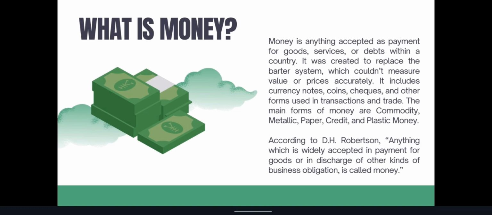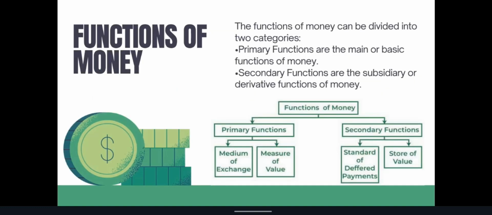Now, let us proceed with the functions of money. So, the functions of money can be divided into two categories. The first is the primary functions, which are the main or basic functions of money that consist of medium of exchange and measure of value. Second is the secondary functions, which are the subsidiary or derivative functions of money that consist of standard of deferred payments and the store of value.